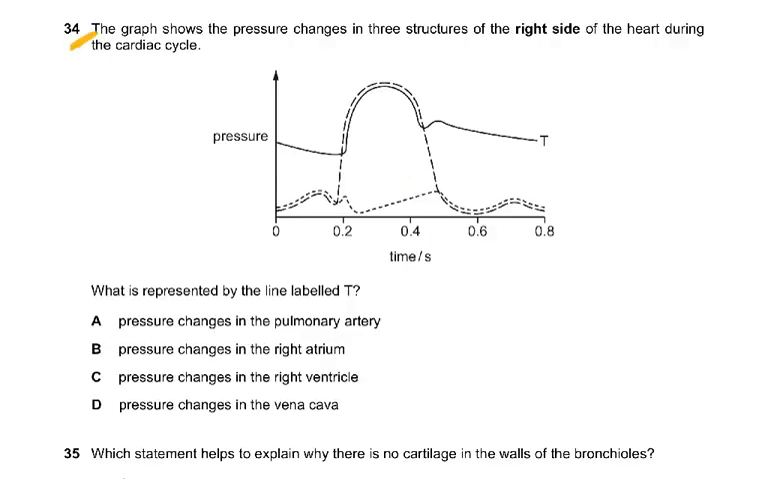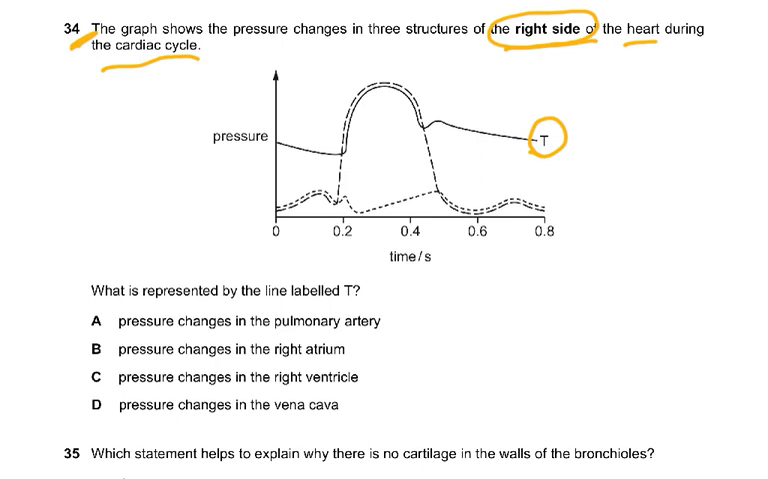Now coming to question number 34, the graph shows the pressure changes in three structures of the right side of the heart during the cardiac cycle. Right side of the heart. Now it says what is represented by the line labeled T. If you look at the one which is on the left side, this is the aorta, and the aorta is coming out of the left ventricle. So which one is the vessel which is coming out of the right ventricle? That is the pulmonary artery.